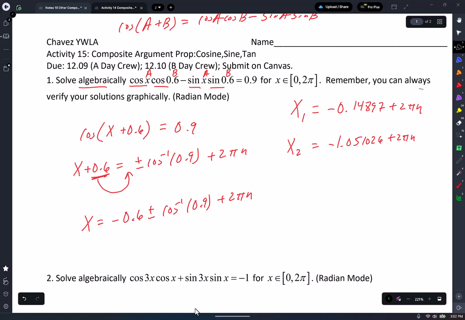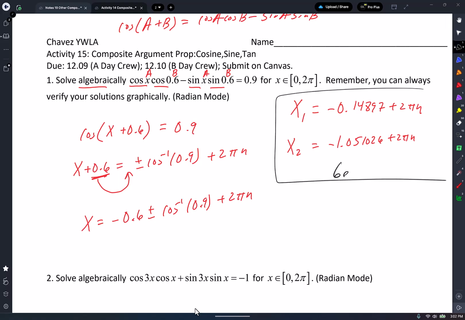These are what you call general equations. We've talked about that before, right? Those general equations will give me all the answers, all of them. I am only looking between what and what? 0 and 2 pi.